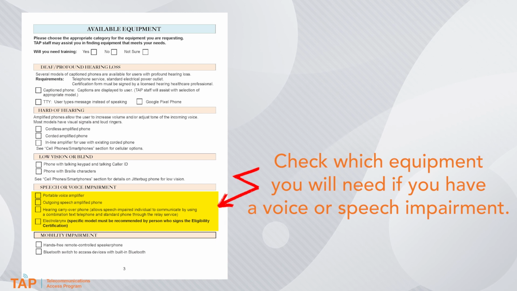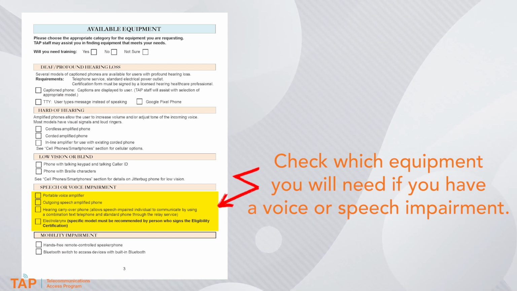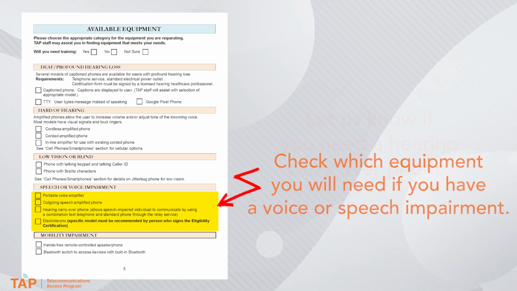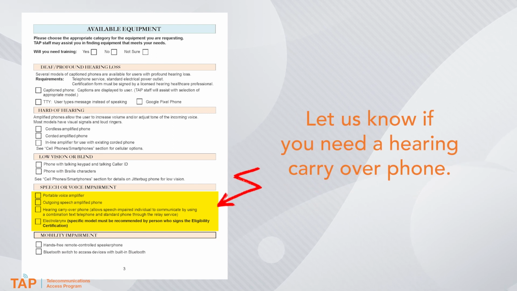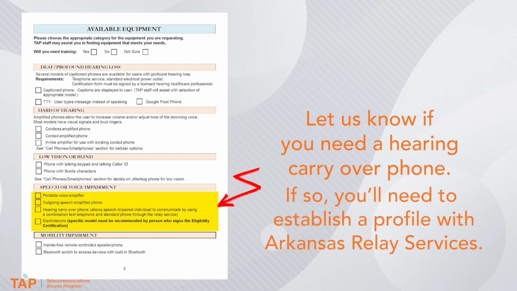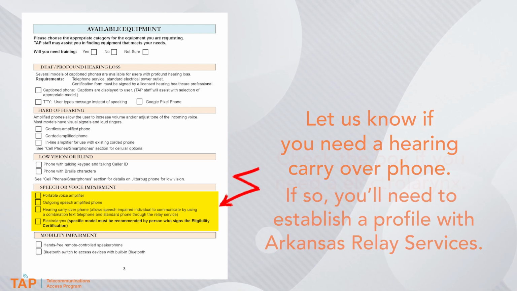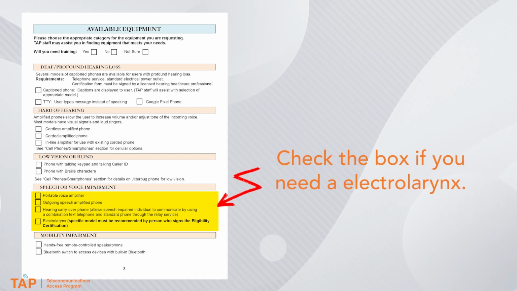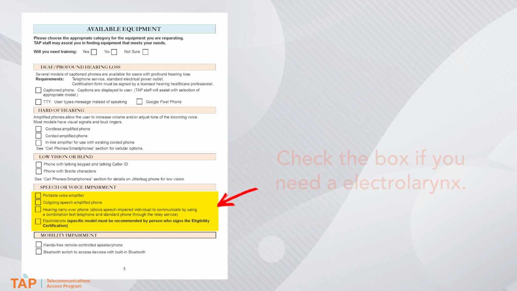If you have a speech or voice impairment, we have several pieces of equipment to help with that. Do you need a portable voice amplifier? A landline phone that amplifies your voice as you speak on the phone? Do you need a hearing carryover phone that allows you to type your outgoing message and listen to the caller's response? If you need this phone, you will also need to set up a profile with Arkansas Relay Service so they can provide the hearing carryover services to your phone line. Or do you need an electrolarynx? Your certifier will need to indicate the specific model on page 5.